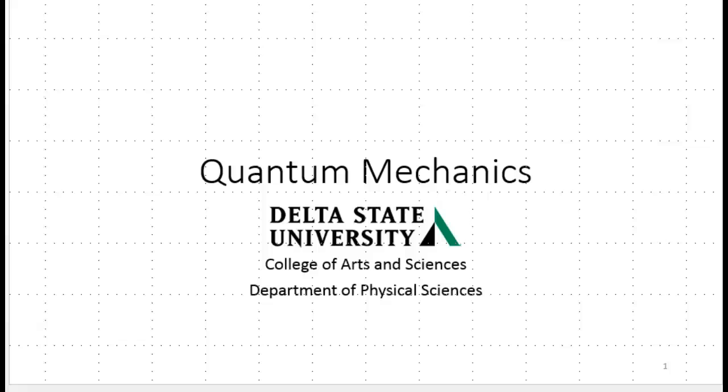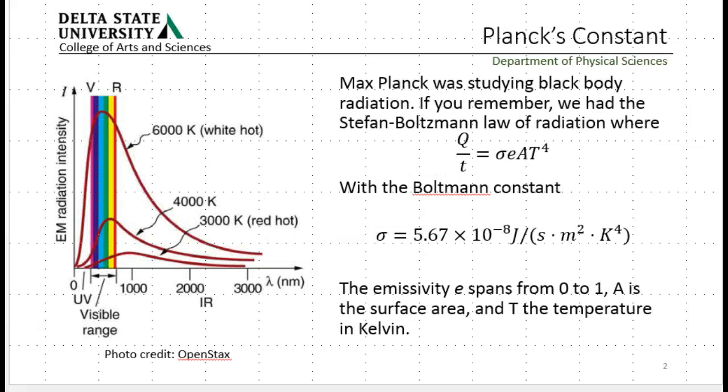All right, now we get to talk about quantum mechanics. So Max Planck was studying black body radiation, and we touched on black body radiation a bit this semester: the rate at which heat radiates from a body is proportional to the Boltzmann constant times its emissivity times the area times the temperature to the fourth power.